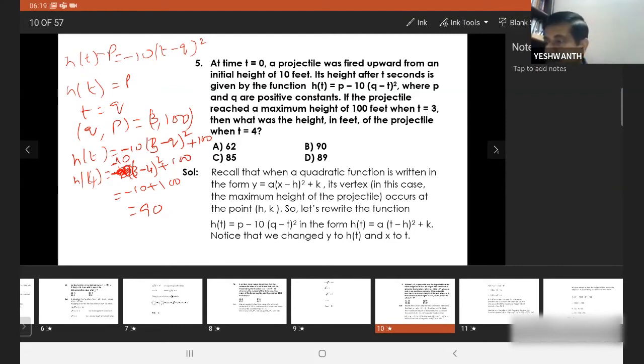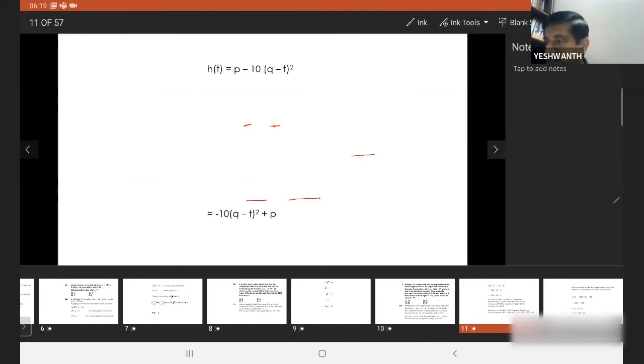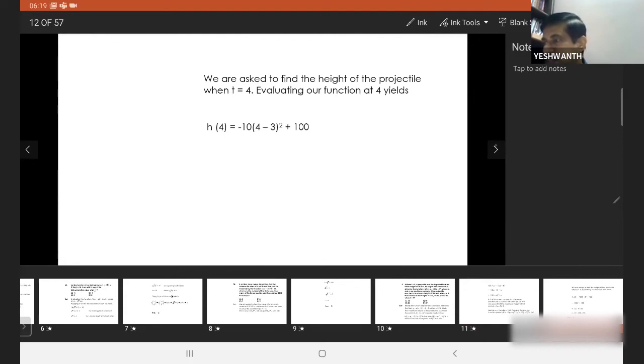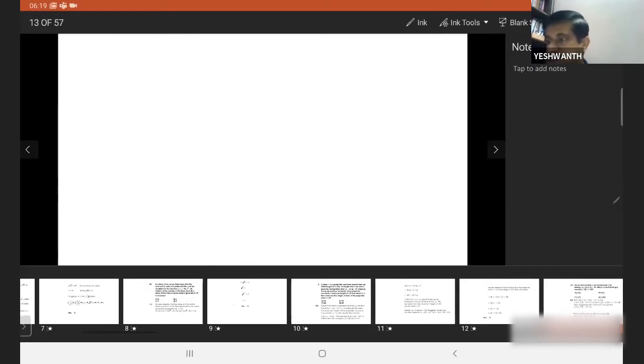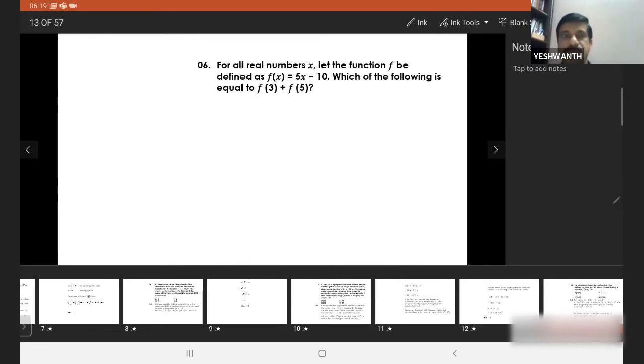Okay, so let us go to the next question. These many pages were not required, but we have given a detailed explanation here so that you understand everything, which I already explained. Now look at this question. For all real numbers x, let the function f be defined as f of x equals 5x minus 10. Which of the following is equal to f of 3 plus f of 5?